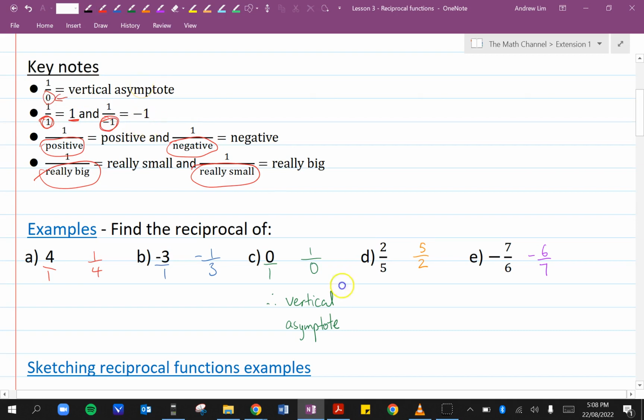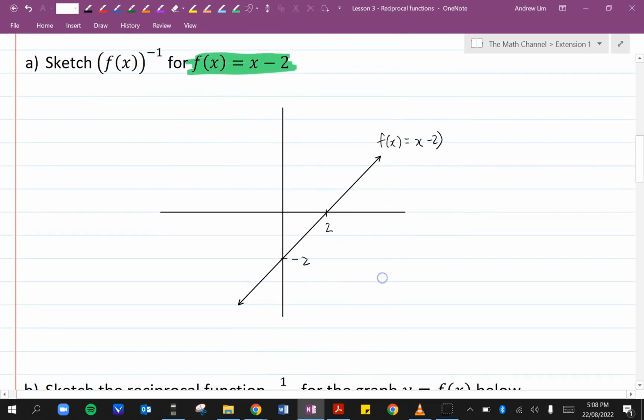Okay? So let's have a look at this one here. The y value of this point right here is 0, right? This is technically 2, 0. So the y value is 0. That means that 1 divided by 0 is not possible. There will be a vertical asymptote at x equals 2. Okay, so there's a vertical asymptote there.